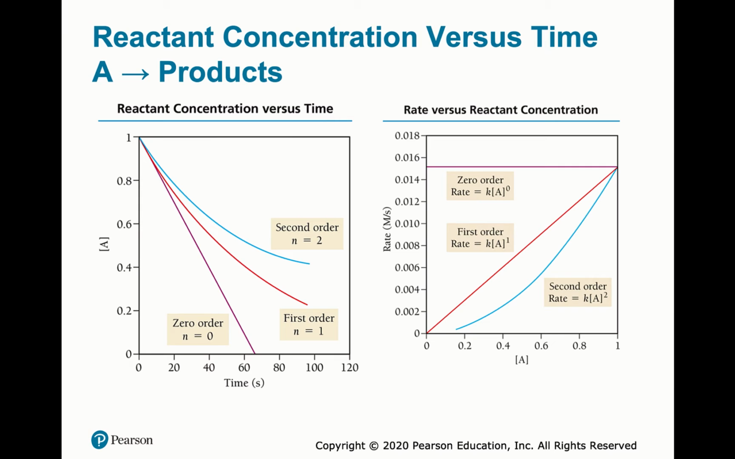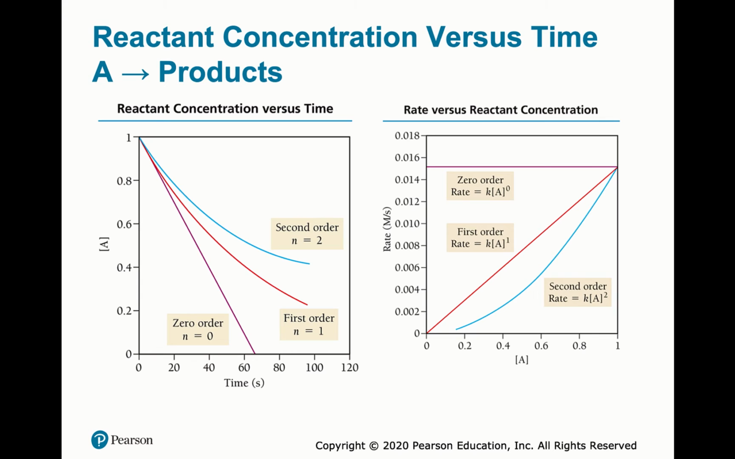So you can see here's some of the things, reaction rate over time. For the first chart here on the left, the concentration of the reactants is on the y-axis, and the time is on the x-axis. And you can see zero order is a straight line. First order is a parabola. Second order is going to be a cubic.